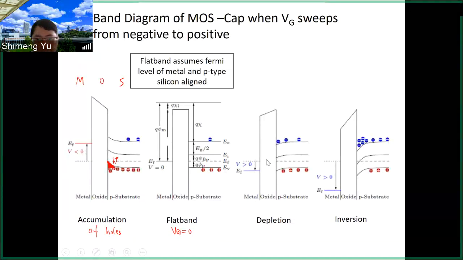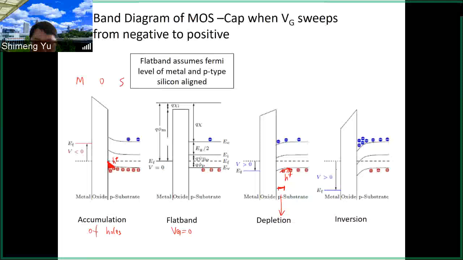Now let's move to the other side. When we apply positive voltage to the gate, then positive voltage bends down the band. The Fermi level is pushed down and the band edges all bend down. So then this is the first depletion, because you have many holes in the substrate. This is p-type. You have holes as the majority. So these holes will again tend to move up, so they will be pushed away from the surface. That's why the surface becomes depleted.